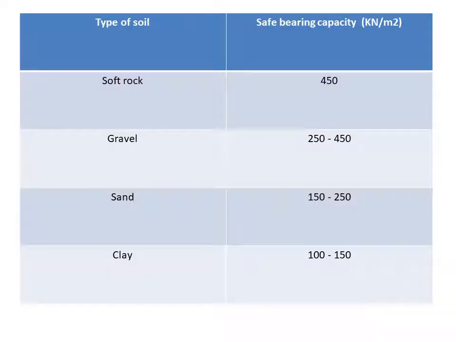For the different types of soil, the safe bearing capacity expressed in kilonewton per meter square are: soft rock 450 kilonewton per meter square, gravel 250 to 450 kilonewton per meter square, sand 150 to 250 kilonewton per meter square, clay 100 to 150 kilonewton per meter square.